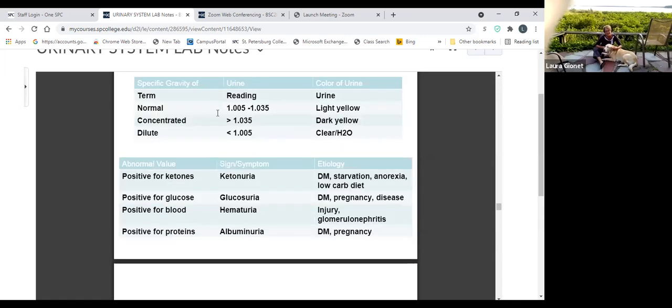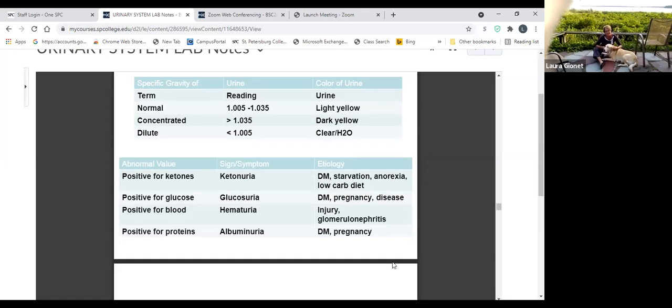All right, urinalysis, what these things mean. All right, as stated before, if ketones are present, ketonuria, some possible etiologies. These are some that you can include as well. Anorexia, pregnancy or maybe unusual pregnancy. DM is diabetes mellitus.